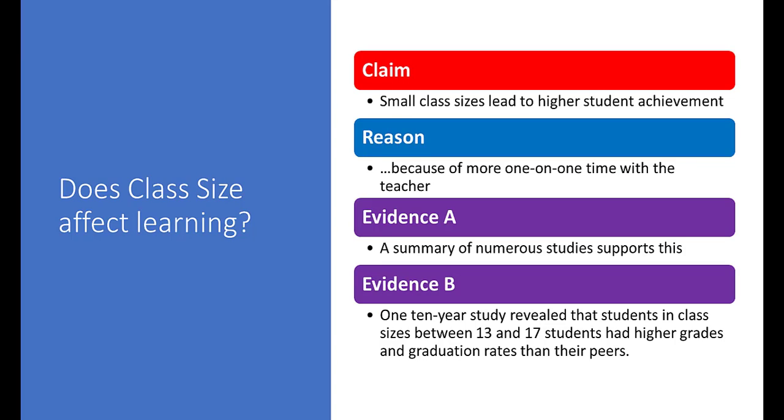Okay, so after I investigated this claim, I found evidence in support of the idea that small class sizes do lead to higher student achievement. I wrote a reason for that, and then I included 2 pieces of evidence. The first piece of evidence summarizes many studies that support this, and the second piece of evidence focuses in on one study that lasted for 10 years and showed that class sizes between 13 and 17 students seemed to be optimal, and students had higher grades and graduation rates than their peers.